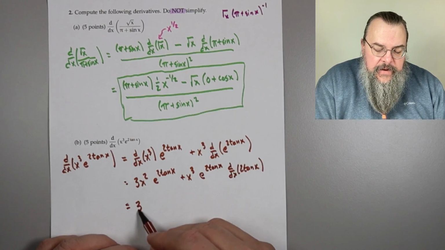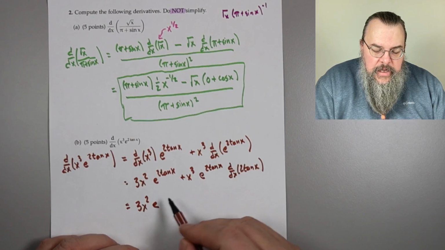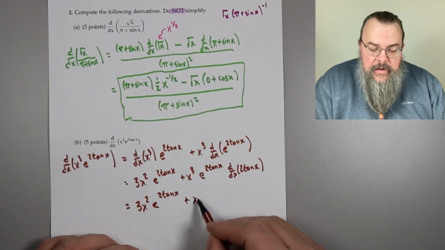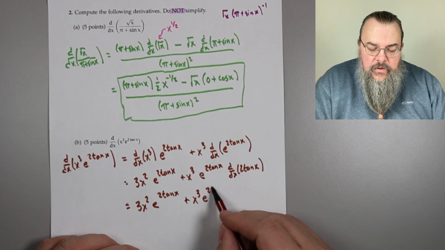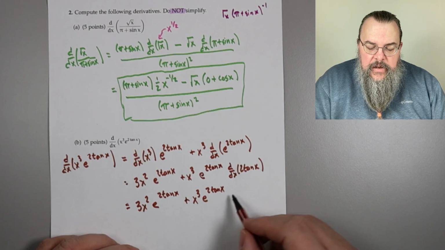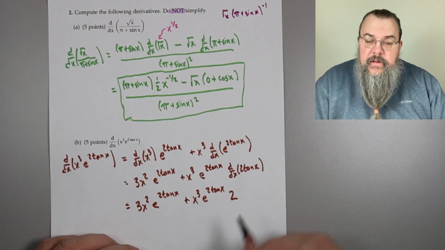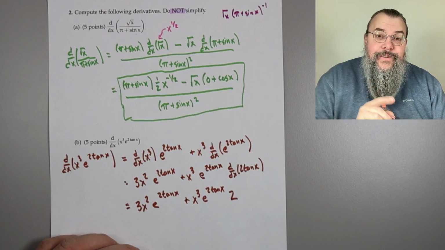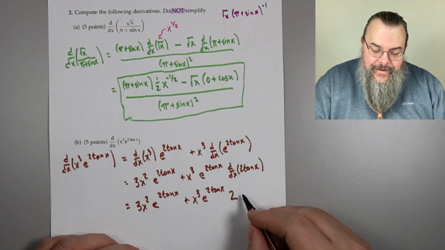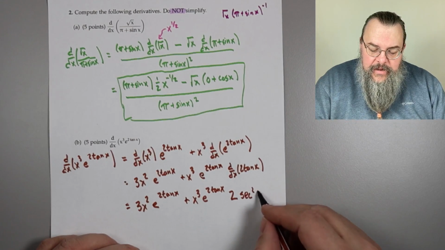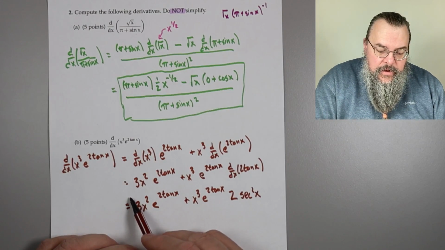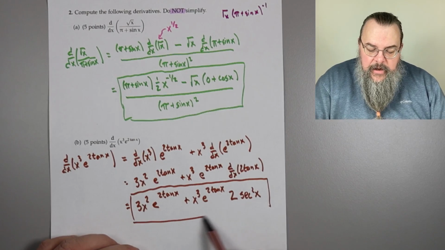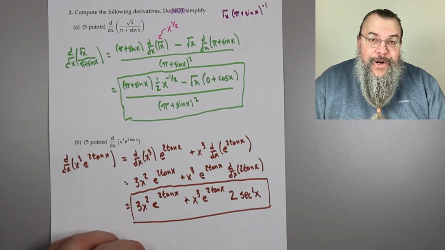And so we have 3x squared e to the 2 tangent of x plus x cubed e to the 2 tangent of x. And the 2, because it's a constant, just comes along for the ride. The derivative of tangent is secant squared. So add a secant squared, and then we say, look, we don't need to simplify. So we put it in a box. And we're done with part B.